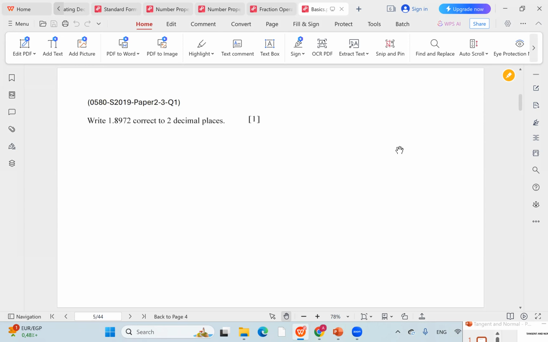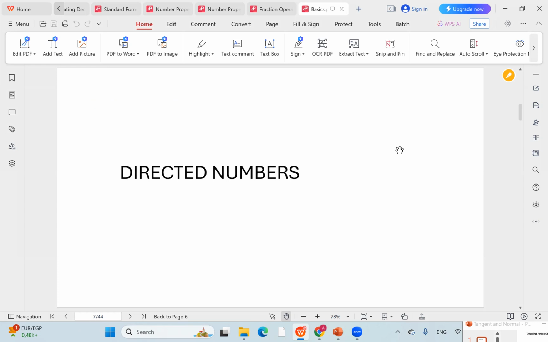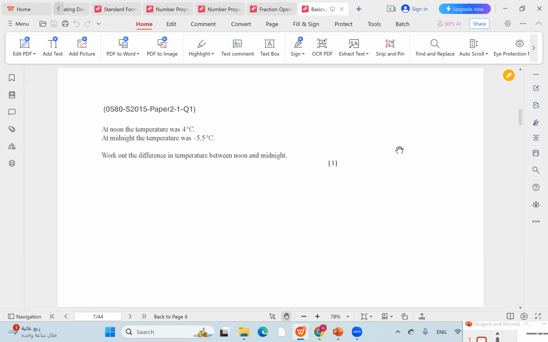Write 1.8972 correct to two decimal places. So, of course, you have to distinguish between significant figures and decimal places. With decimal places, we just count starting from the decimal point. So we have the 8 and the 9. So the 7 affects the 9 because it's greater than 5. We get 0 instead of the 9, and we carry a 1 onto the 8, and this becomes 9. So we have 1.90. 1.90 is correct. Next, we move on to directed numbers.